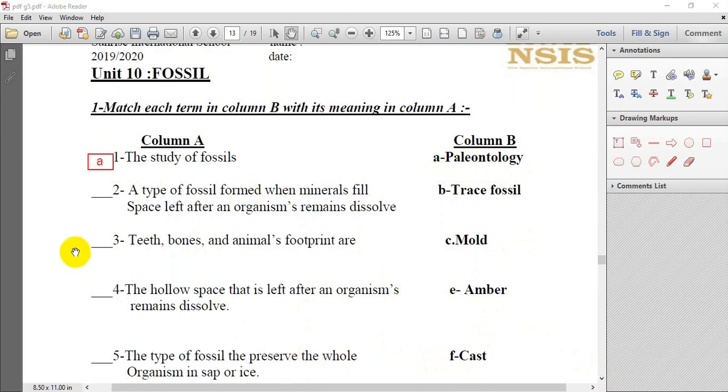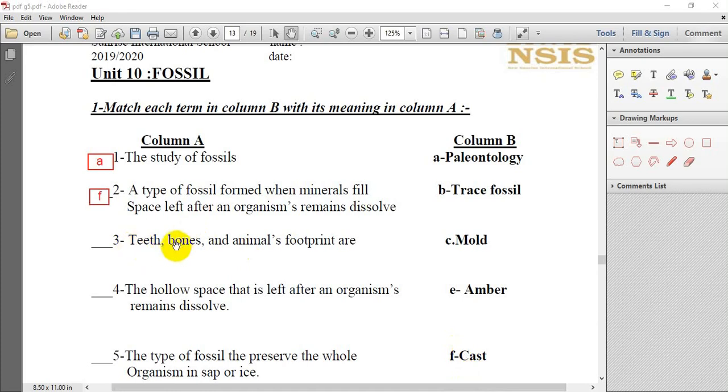Question 2. A type of fossil formed when minerals fill the space left after an organism remains dissolved. Do you remember this type of fossil that forms from cast and mold? And we said that the mold is a hollow space and the cast is made of minerals, and these minerals fill the space. What fills the mold? Yes, it's called cast. So letter F.